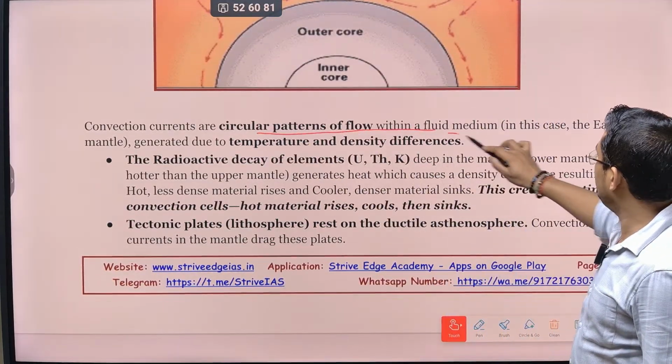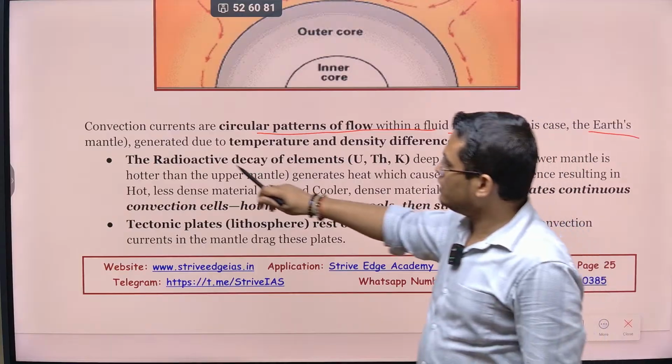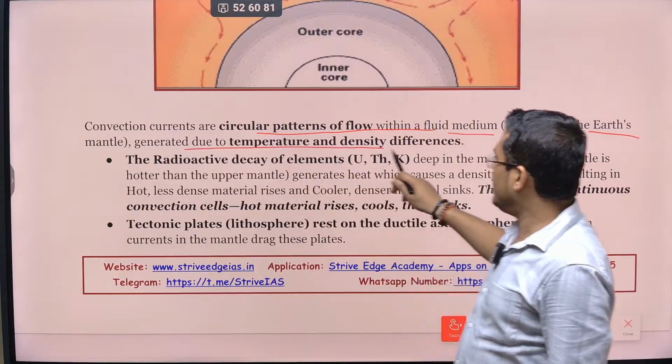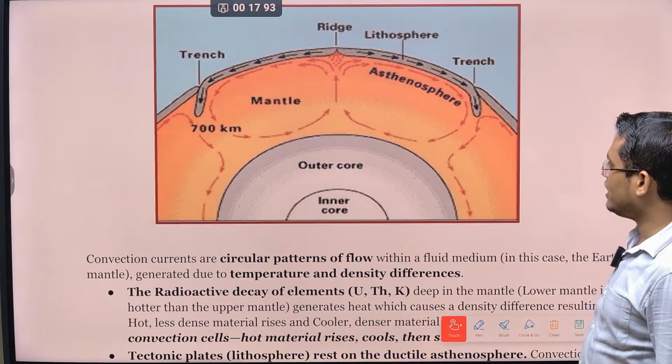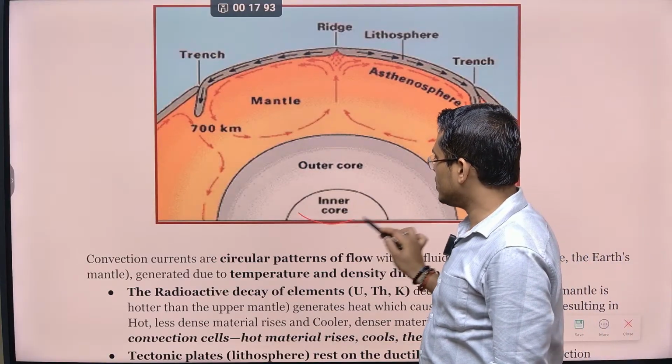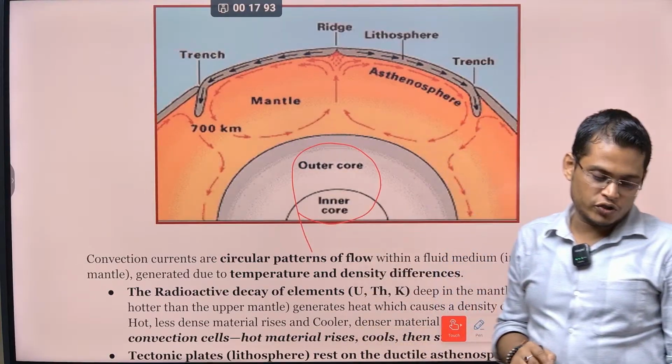You can see convection current is a circular pattern of flow within a fluid medium, in the earth's mantle, generated due to temperature and density difference. From where are they getting this high temperature? The core is actually the source of all this temperature. We get this high temperature from radioactive decay. There is a lot of radioactive material at the core, and it starts decaying, so it releases a lot of energy.